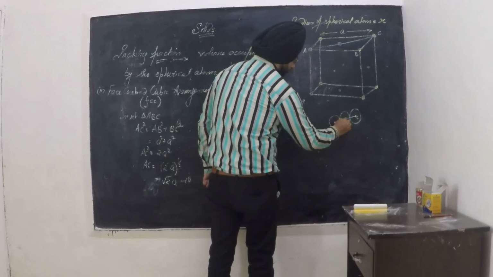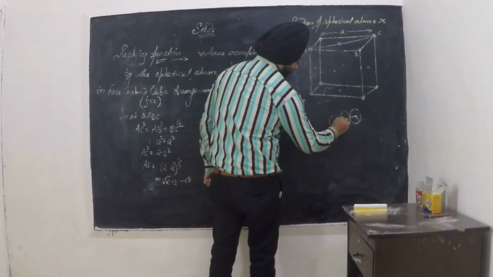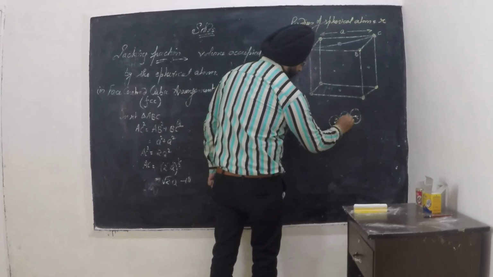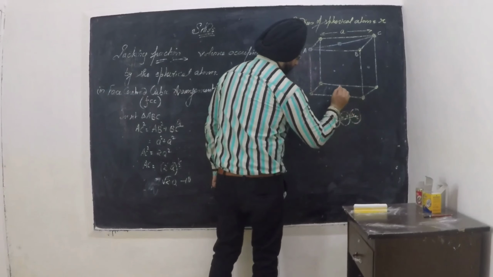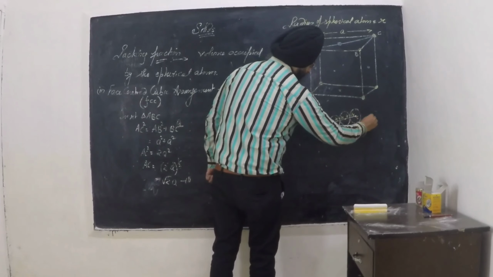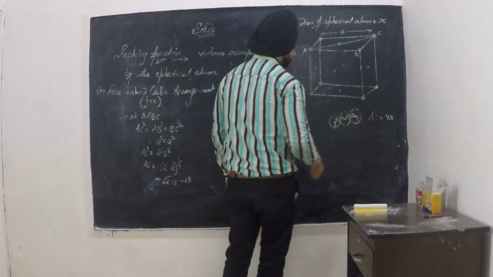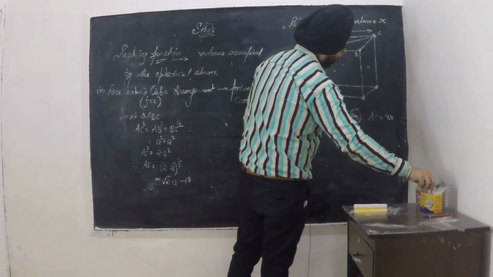So if you complete these parts, the radius r of the first sphere, radius r of the second sphere, and radius r of the third sphere. So total, how many are there? 4r. So AC is equal to what? 4r.